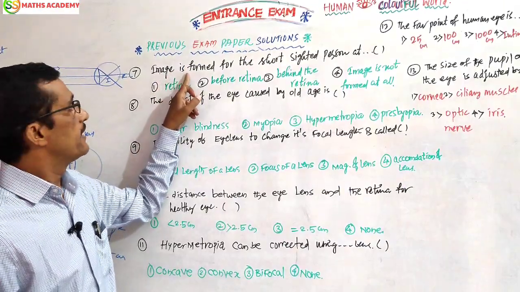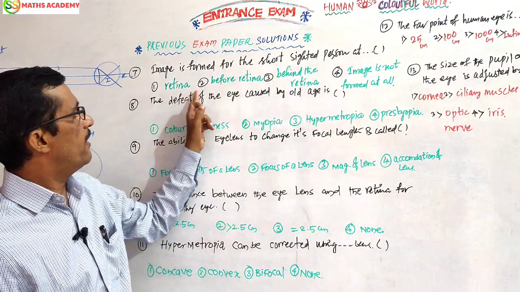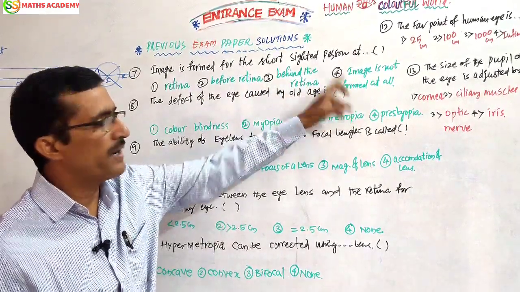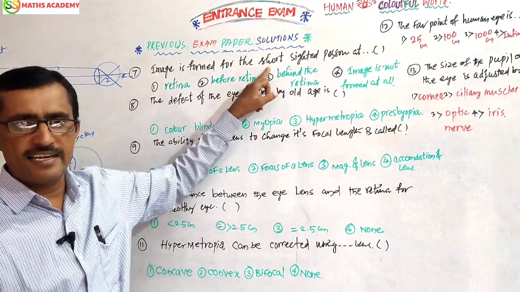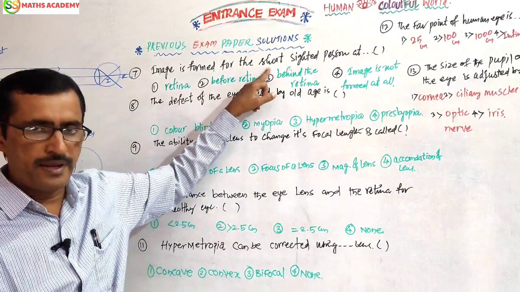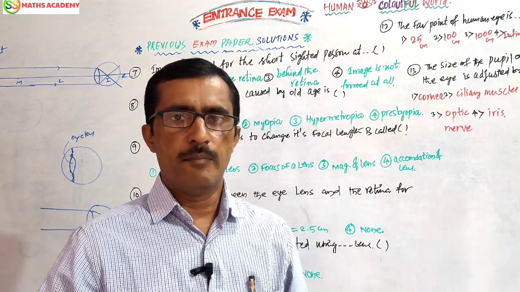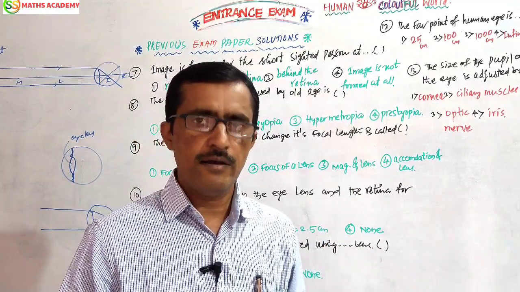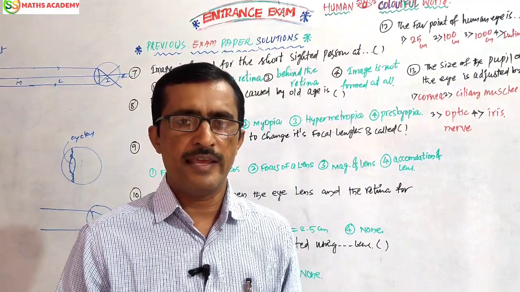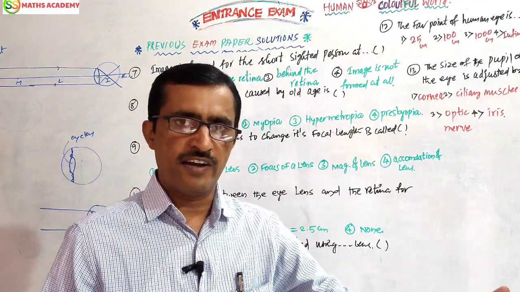Next question. Image is formed for a short-sighted person at the retina, before the retina, behind the retina, or image is not formed at all. Short-sightedness. What is the meaning of short-sightedness? Nothing but myopia. Myopia means a person able to see near objects but cannot see long distance objects is called myopia. What is the main cause for formation of myopia in the human eye? Because the image is formed before the retina, in front of the retina.